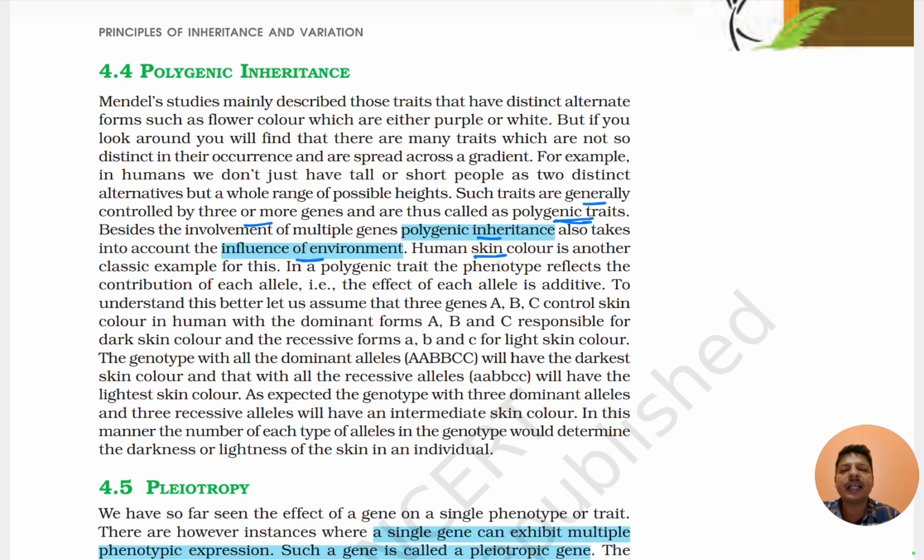And in a polygenic trait, the phenotype reflects the contribution of each allele, that is, the effect of each allele is additive. So let us assume the same example with 3 genes A, B, C. Then the dominant alleles ABC will give the darkest skin color, while the recessive alleles will give the lightest skin color, and the mixed ones will give intermediate skin color.